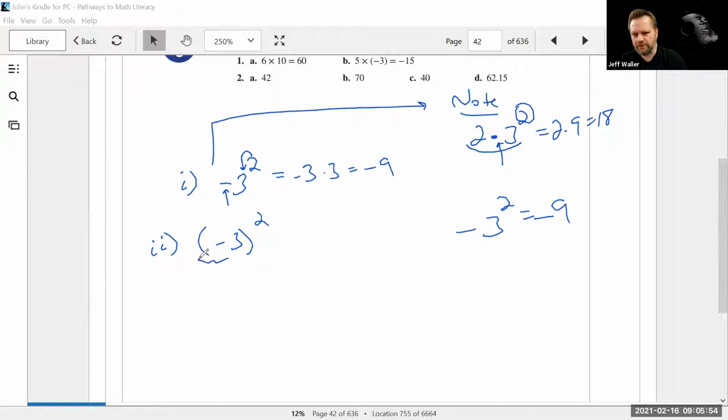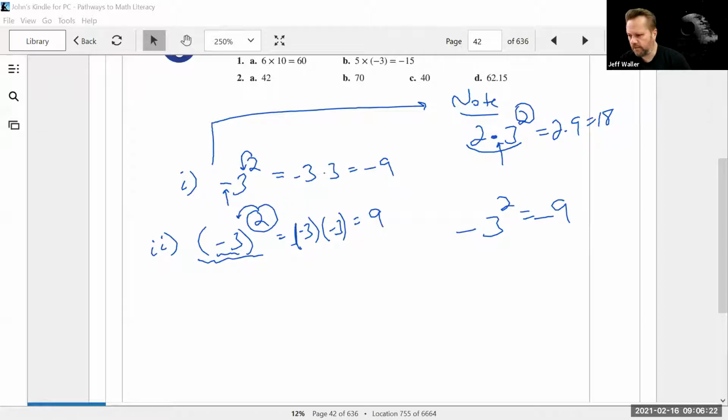What's the difference on number 2? Well, what do I have 2 of now? Negative 3s. 2 negative 3s. So what's that going to be, of course? 9. I love it. Do you guys see that? It's order of operations and you don't even realize it. Exponents come before multiplication.